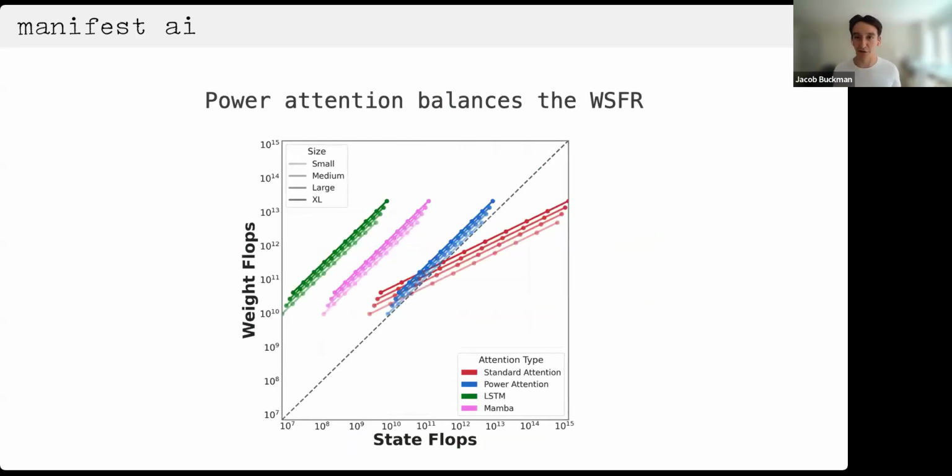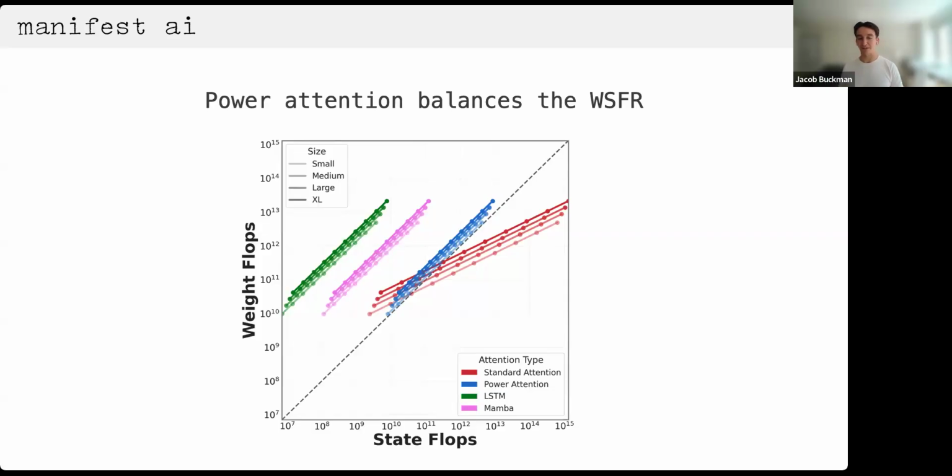The first and most essential property, the one that we were going for, is to see that power attention does in fact balance the weight state flop ratio. In this case, this is with p equals 2. And we see that unlike LSTM, which lies way off to the left, or other modern RNNs, like in this case Mamba, which just lie somewhat off to the left, power attention is an RNN that lies right on the diagonal. And you can basically shift it around however you want by adjusting p.